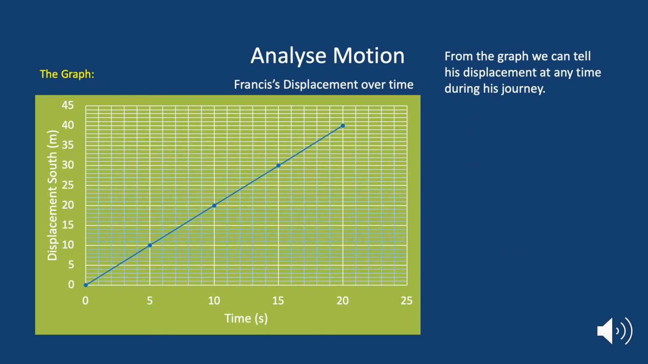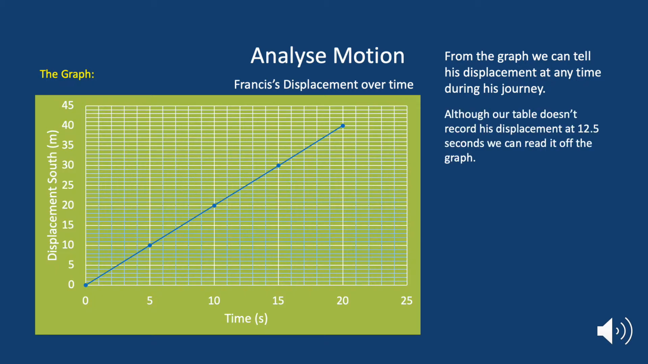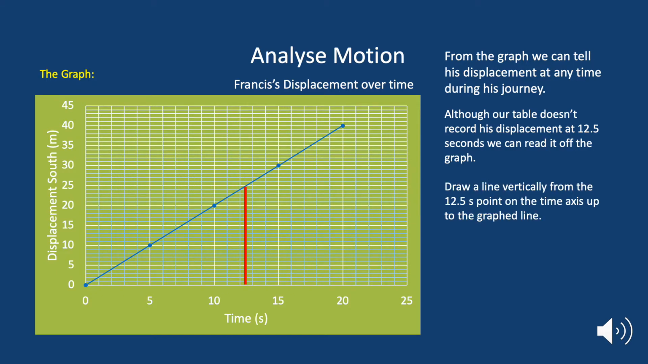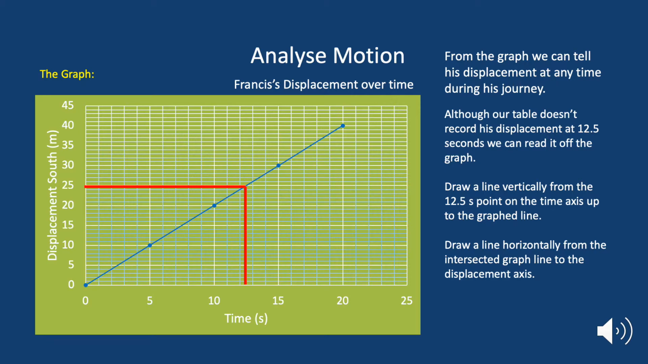From the graph, we can tell his displacement at any time. So how do we tell the displacement? Although our table doesn't record his displacement at 12.5 seconds, we can read it off the graph. We draw a line vertically up from the 12.5 seconds or any other time that we're interested in, and we draw that line vertically up to the line on the graph. We then draw a line horizontally from the intersected graph line to the displacement axis, and we read off the value. So at 12.5 seconds, Francis was 25 meters south from his beginning point. This is not noted in the table, but from the graph we can get this information.